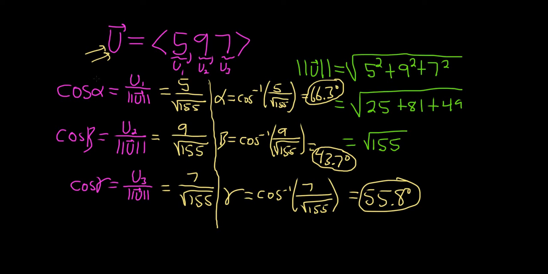So alpha is the angle between u and i hat. Beta is the angle between u and j hat. And then gamma is the angle between u and k hat.